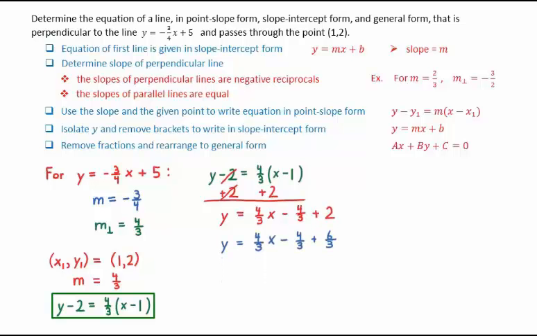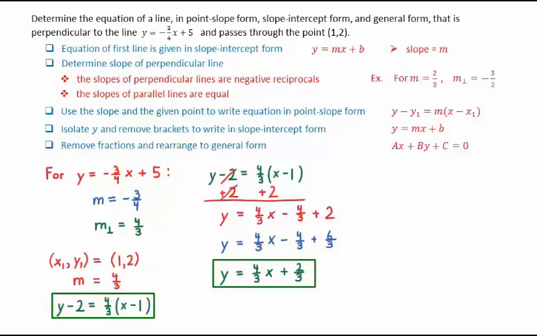Then combine the like terms. Recall that to add fractions we need a common denominator, so we'll express 2 as 6/3. Adding negative 4/3 plus 6/3 gives positive 2/3, resulting in the equation in slope-intercept form, y equals 4/3 x plus 2/3.